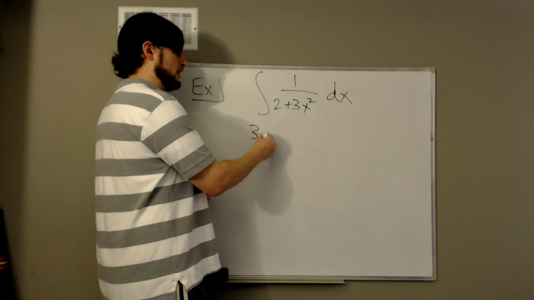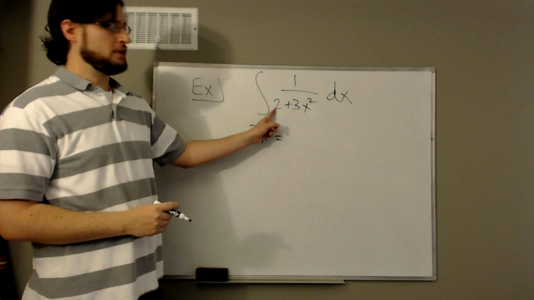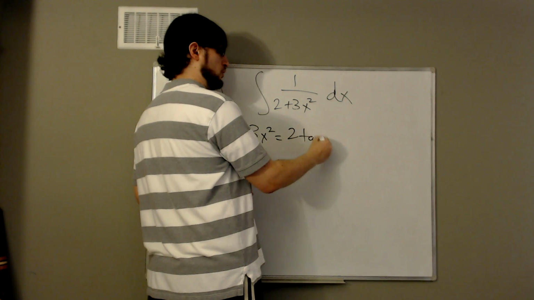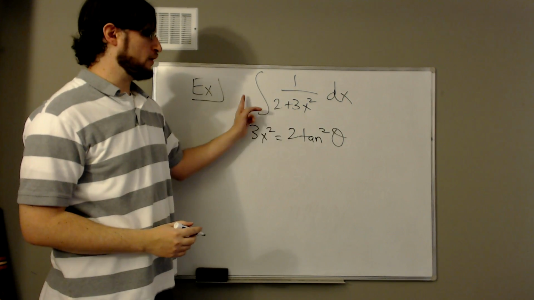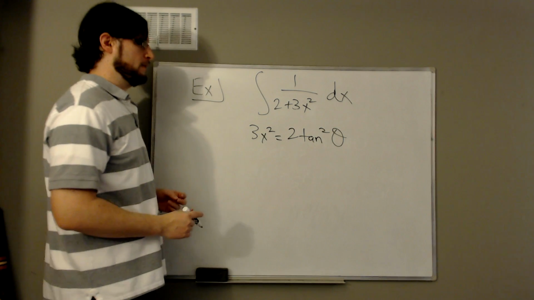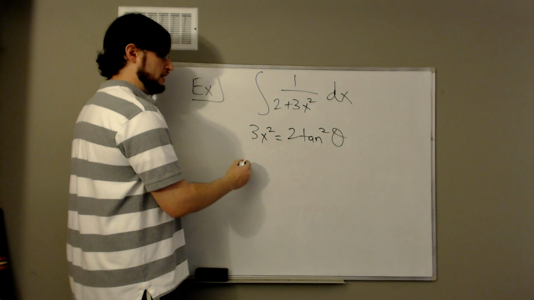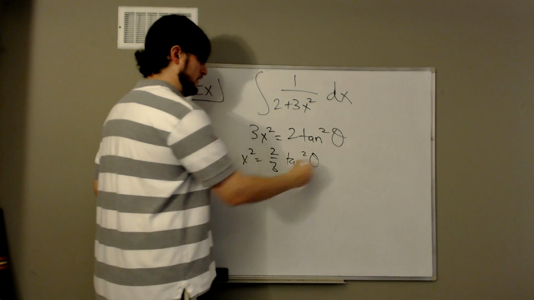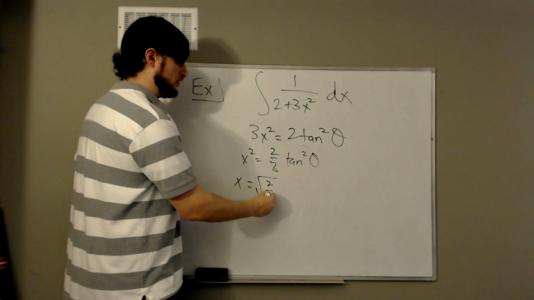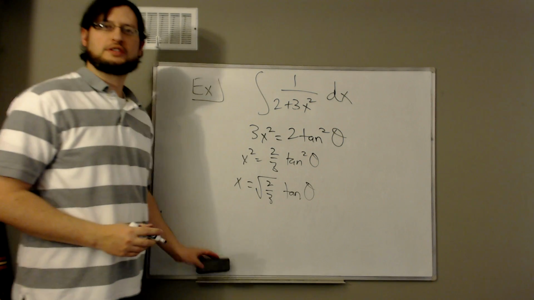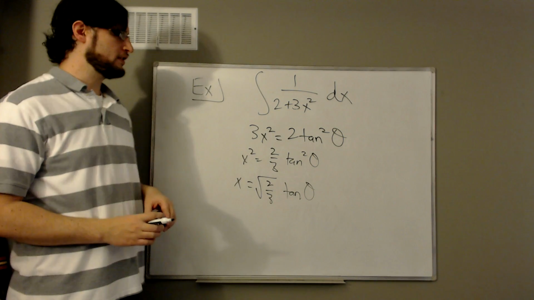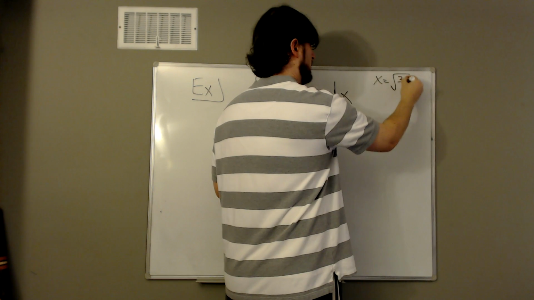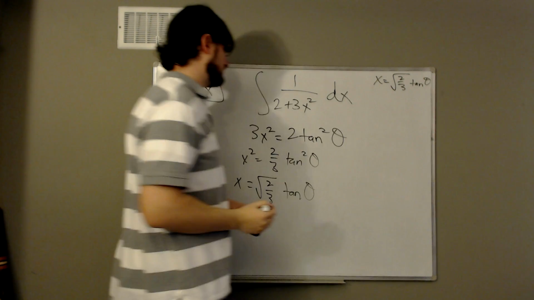Really what I want here is, since that's not a 1, I'm going to need still a 2 here that I can factor out. So I need 3x squared to be 2 tan squared theta, so that I can factor the 2 out and get 1 plus tan squared theta. But if 3x squared is 2 tan squared theta, that tells me that x squared is 2/3 tan squared theta, and x is the square root of 2/3 tan theta. Sometimes the constants aren't going to be perfect. So let's save that because we'll need that for later. X was square root of 2/3 tan theta.